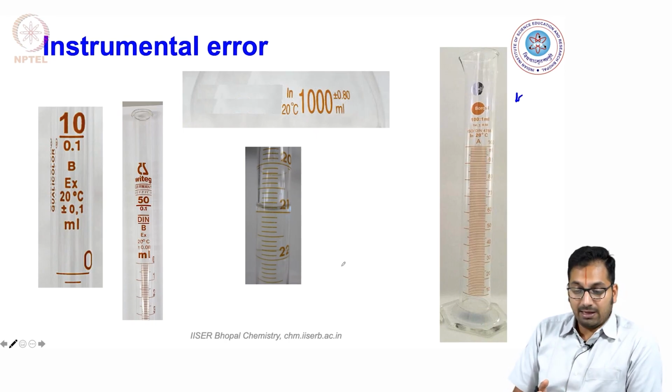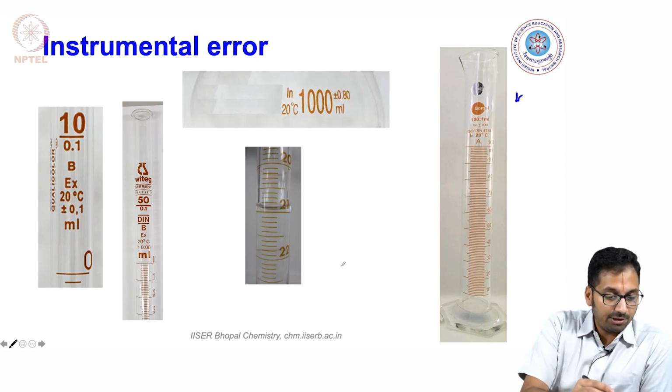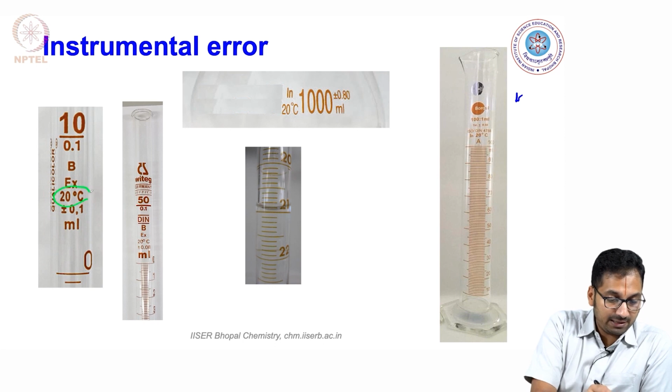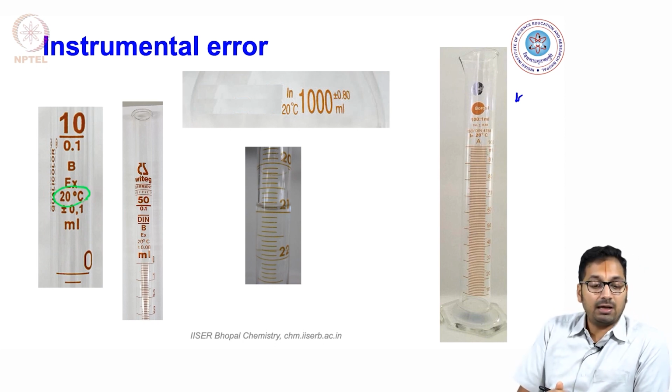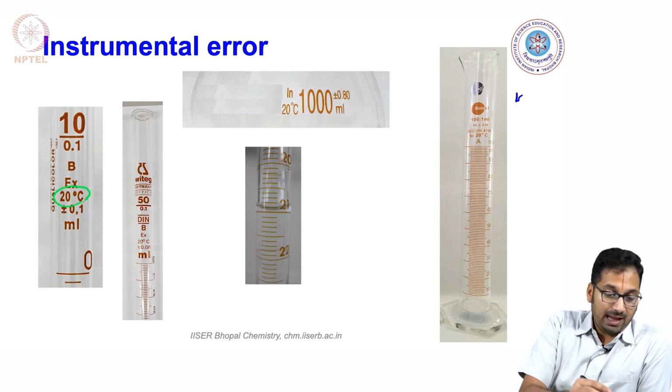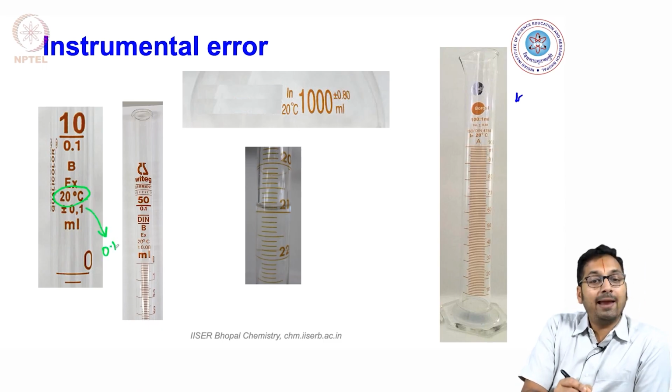Here in this slide I am showing an example of that. In this case what you are able to realize is that this glassware is optimized to work at 20 degrees Celsius, and the standard deviation associated with it would be 0.1 ml for this given glassware.